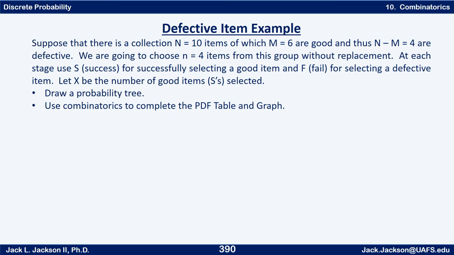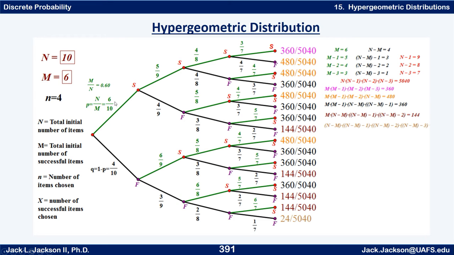So let's draw a probability tree, and then eventually we're going to use combinatorics to help us get the PDF table and graph. So here's a tree actually worked out. 6/10 the first time. The next one is 5/9 here. This is something we'll call a hypergeometric distribution, which we're going to talk more about later. But you can see this kind of worked out. Now these are not reduced fractions at the end, but you can see what they turn out to be in this case. All of these, of course, will reduce quite a bit.